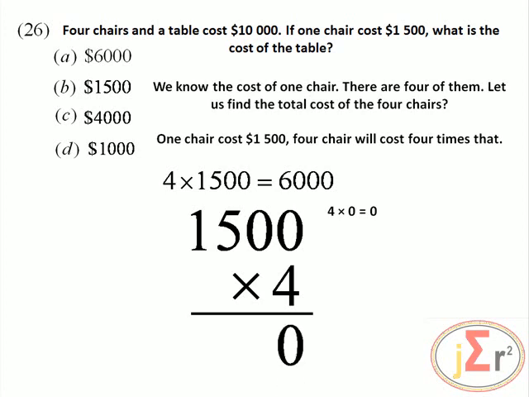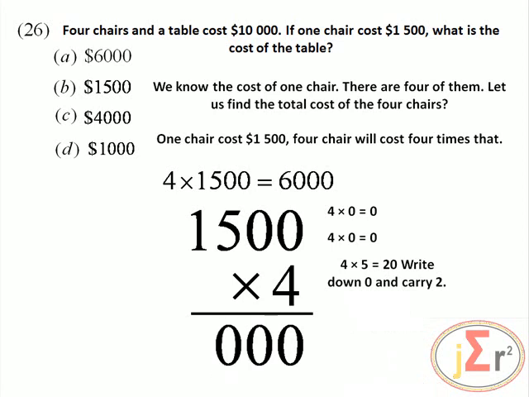So let's put it right there. And 4 multiplied by 0 again, 0. Then what's next? 4 multiplied by 5 is equal to 20. So we are going to write down the 0 and carry 2. So the 0 goes down there, and the 2 is carried to the thousands position. Then we are going to say what? 4 multiplied by 1 or 4 multiplied by 2? You cannot multiply by the carry. You multiply by the number that was there before.